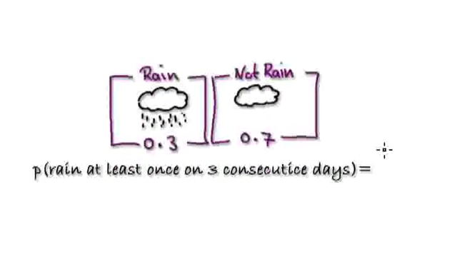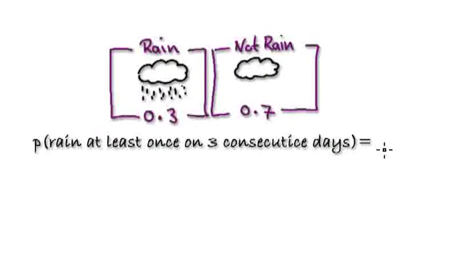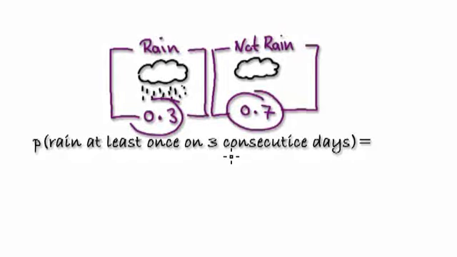Okay, see if you can do this one here. Similar to the previous video. So the probability of it raining on any given day is 0.3. Of it not raining is 0.7. But in the previous video, it was 2 consecutive days. I wanted to know what is the probability of it raining at least once on 3 consecutive days.